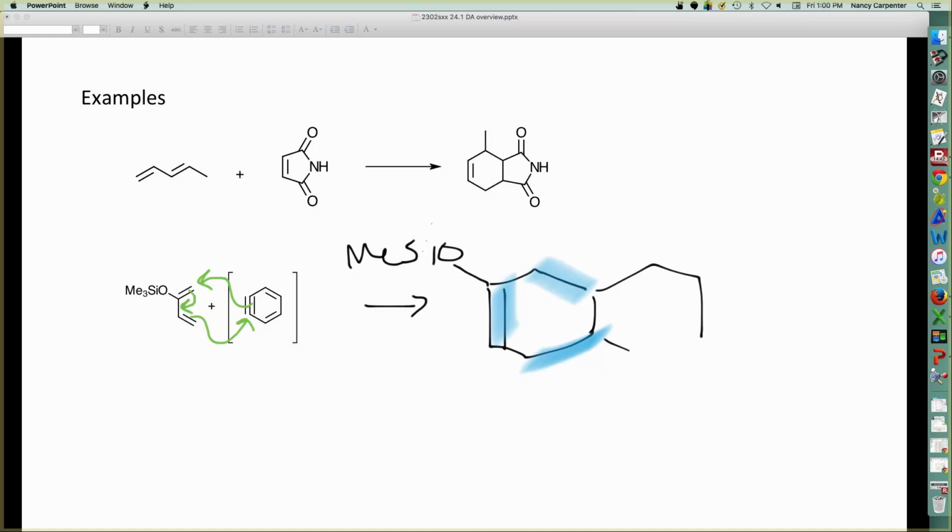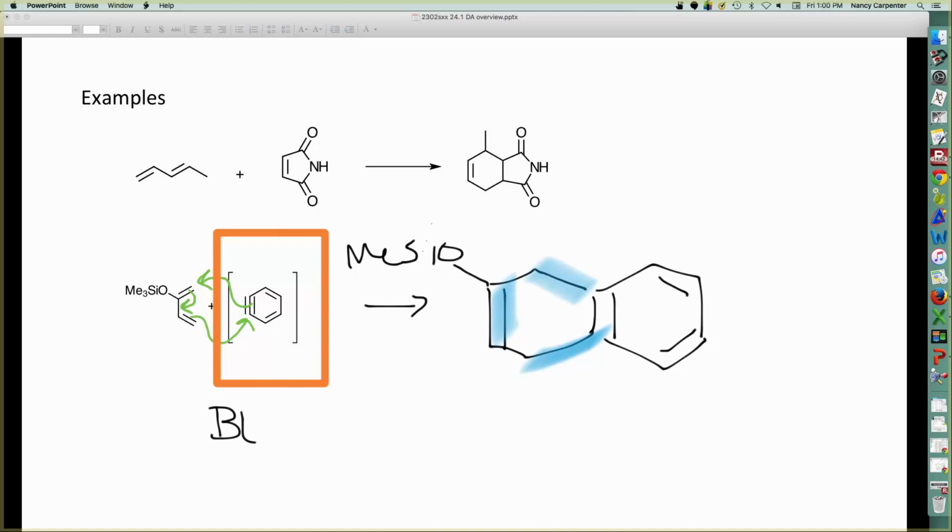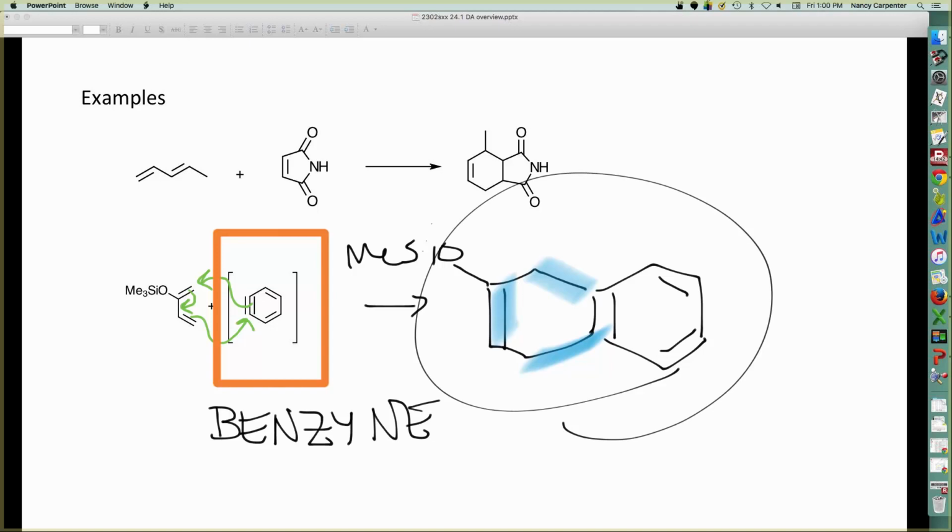Well, now we have an aromatic ring. So there's a reason why this guy is in brackets. Can you imagine a six-membered ring with an alkyne in it? I mean, that's got to be pretty highly strained, and it is. It's incredibly strained. This is called benzyne, and we know of its existence because of reactions just like this. It can be trapped in a Diels-Alder to give the product shown.